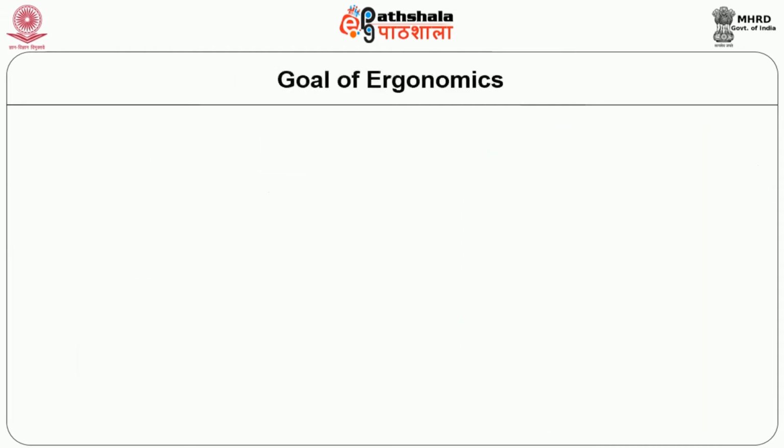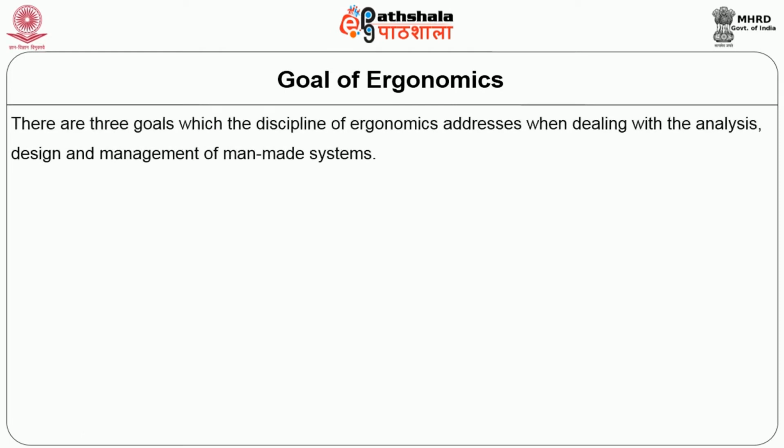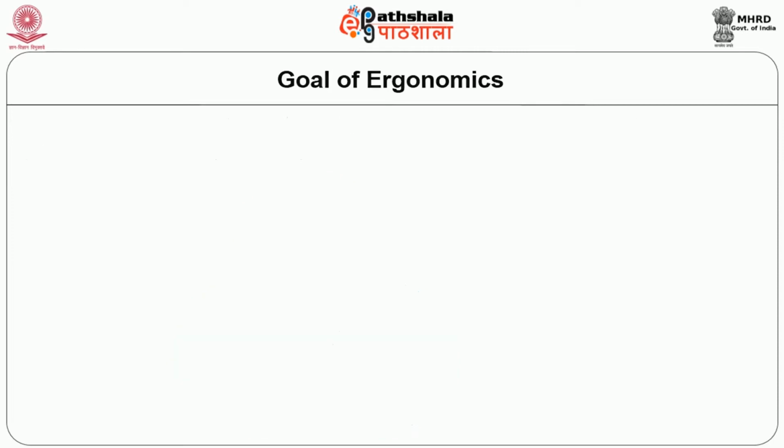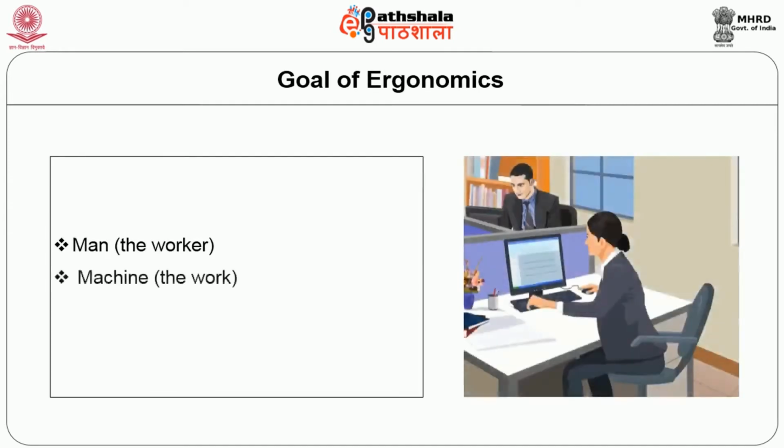What is the goal of ergonomics? There are three goals which the discipline of ergonomics addresses when dealing with the analysis, design and management of man-made systems. One is safety, second is comfort, and the third one is well-being. It's very clearly understood that to achieve this goal, we need to have these three most crucial elements of ergonomics. One, man the worker, second, machine the work, and environment, the workplace, is the third most important.